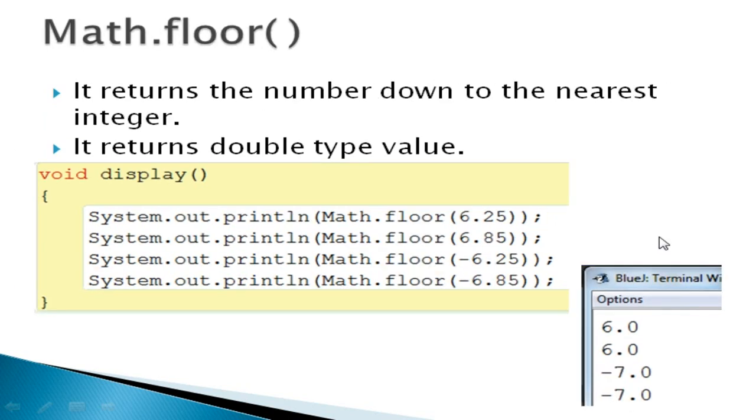Next one is Math.floor. It returns the number rounded down to the nearest integer. That means if the value is 6 point something, it will return 6. If it is a negative value, it returns the next lower number. You can see 6.25 or 6.585, it will return 6. If it is minus 6.25 or minus 6.85, it returns minus 7. So it returns a double value.